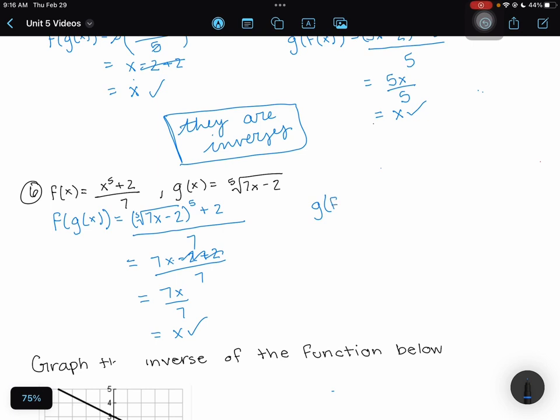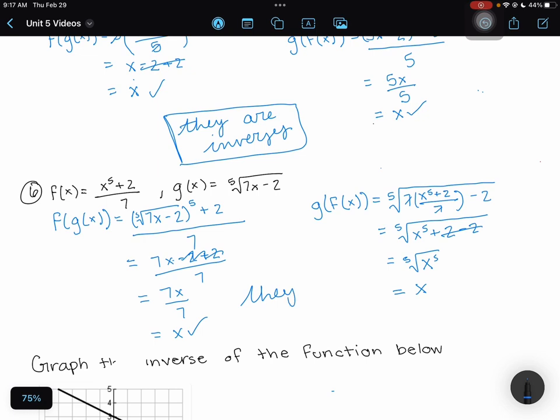And then I'm going to go the other way. So g of f of x. So everywhere, I'm going to write my g function. Everywhere I see an x, I replace it with f of x. The 7's cancel. So I have plus 2 and minus 2 that now cancel. And then the fifth root of x to the fifth cancels, and I get x. So again, these two are inverses.